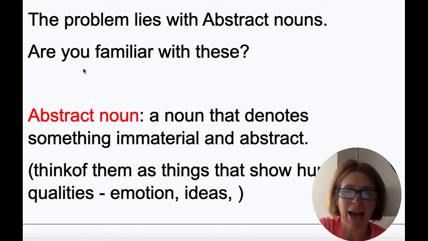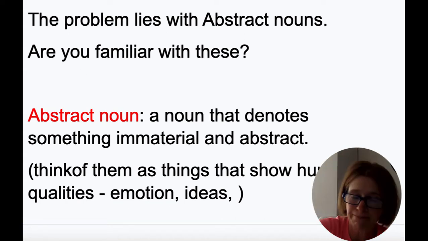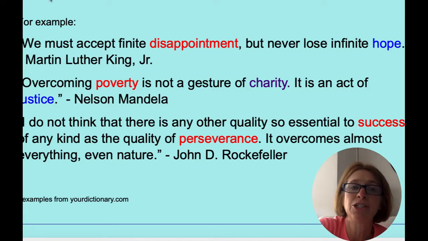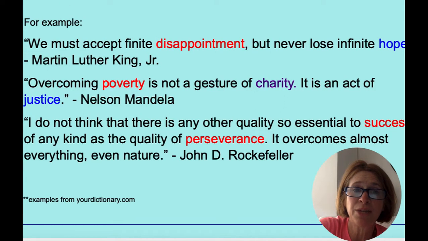So an abstract noun is a noun that denotes something immaterial or abstract. I like to think of them as things that show qualities, like human qualities, like emotions or ideas. So I also think you can see them really quickly in some examples.